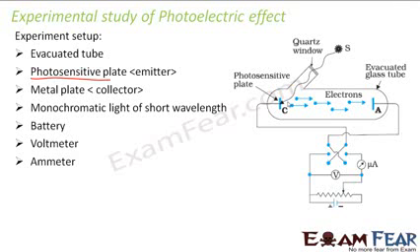So what happens when the light falls on this photosensitive plate? Electrons get emitted from this. They get attracted towards the other metal plate, that is the collector. And due to the flow of this electron from the photosensitive plate towards the metal plate, electric current gets constituted. And this electric current is nothing but the photocurrent, and the photocurrent is measured by the ammeter.